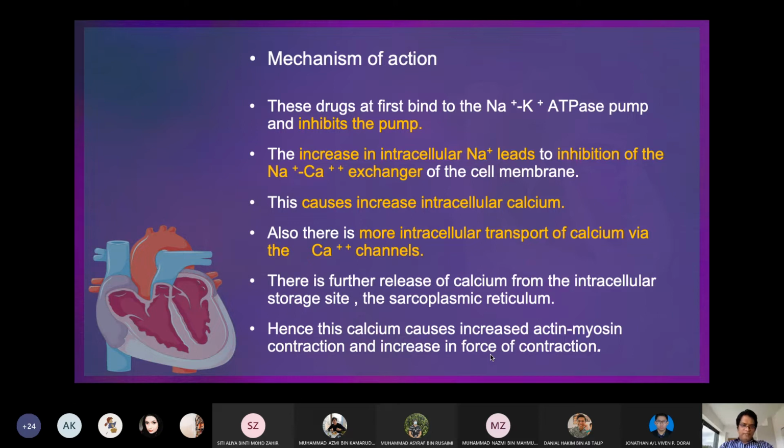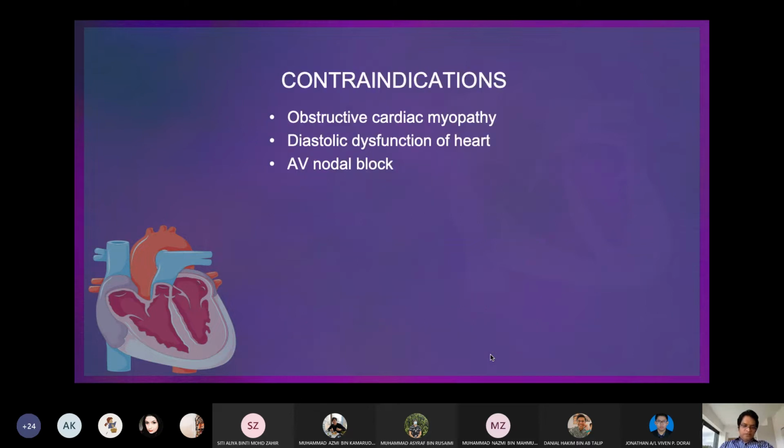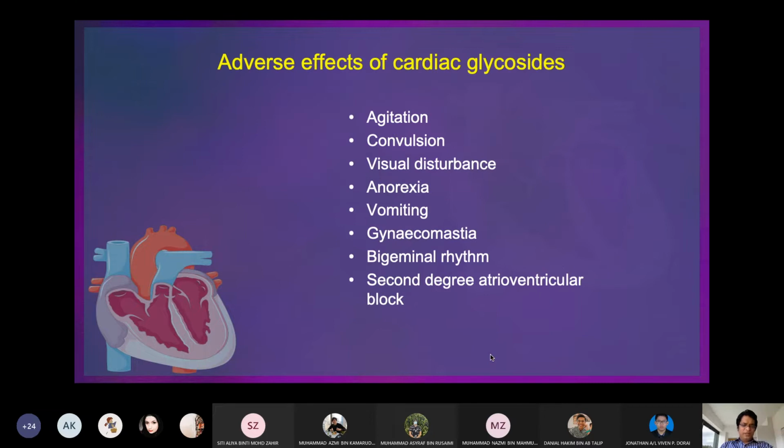So this is the mechanism I think you can study. Contraindication: definitely if there is any obstructive cardiomyopathy, or even electrolyte imbalance, you cannot give this drug. Adverse effect: mostly electrolyte imbalance, especially hypokalemia, is a very important adverse effect. Other than that, gynecomastia, and secondarily it can actually cause heart block. So if there is a history of any block, you cannot give this drug, cardiac glycosides.